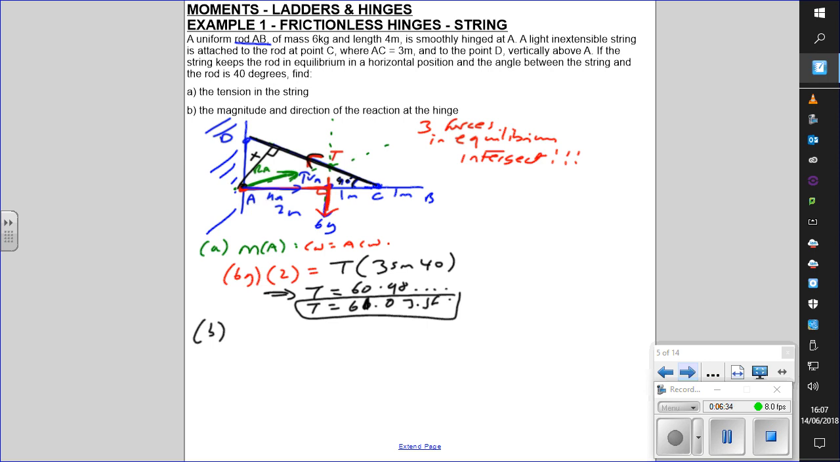Because what I'm going to do is standard. I'm just going to resolve up and down and resolve left and right because it's in equilibrium. So what's all the forces going up? Well, we've got VA, that's the thing we're looking for, but we've also got tension. Tension can be put into components, can't it? It's up and across, yeah?